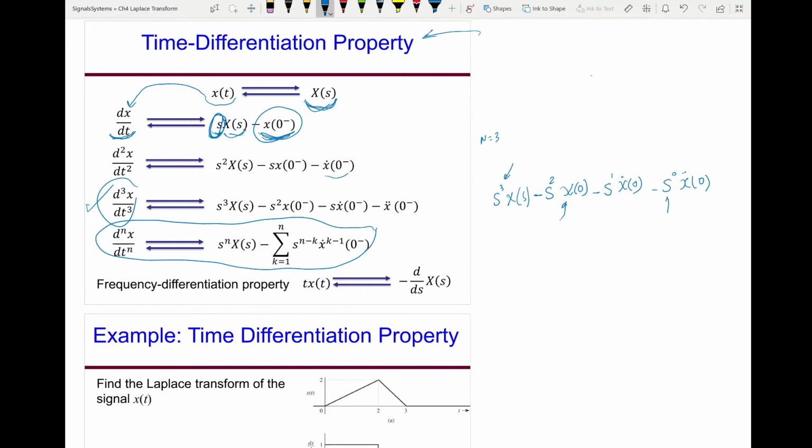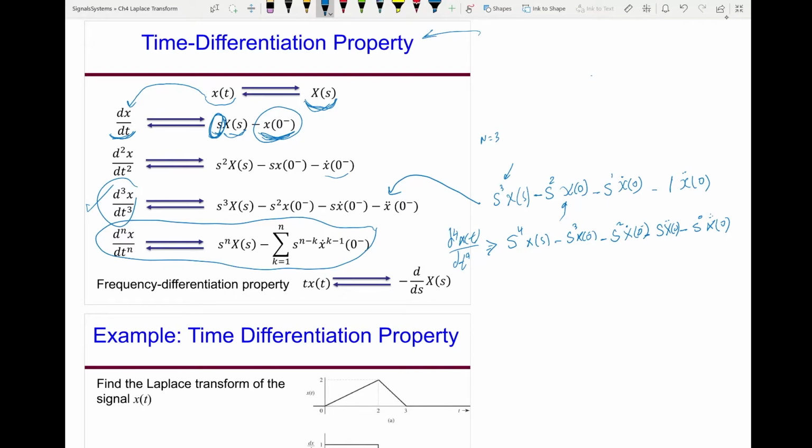Now s to the power of 0 is just 1. So this is 1. And this is exactly the same as this one. And if you have the fourth derivative, you will just have the Laplace transform s to the power 4 X of s, and then I will have minus s cubed x0 minus s squared, minus s to the power of 0. And here I will have x0, first derivative, second derivative, third derivative.